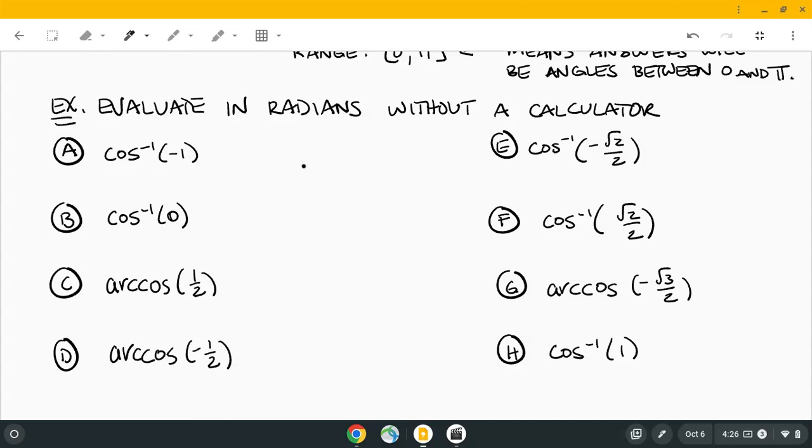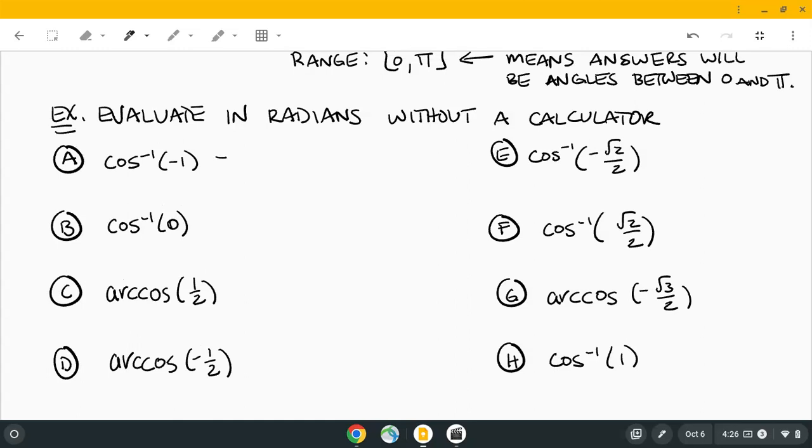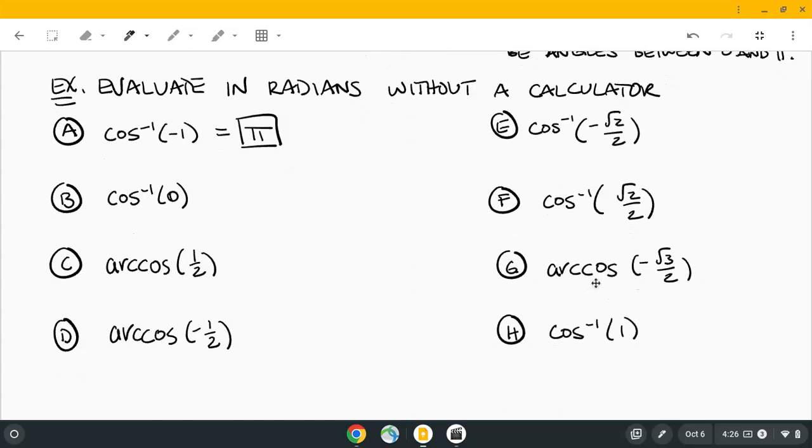All right, so cosine inverse of -1. Hopefully you have that memorized. That's at 180 degrees, which would be the same as saying pi. Okay. Cosine inverse of 0. That happens at 90 degrees, or at pi/2.